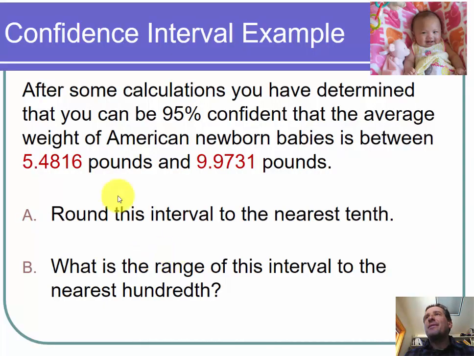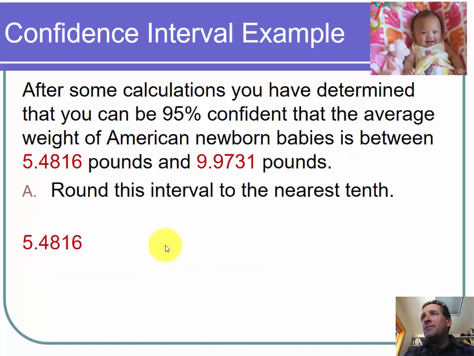So here's the example. After some calculations, you have determined that you can be 95% confident that the average weight of American newborn babies is between 5.4816 pounds and 9.9731 pounds. And I have two questions. The first is, round this interval to the nearest tenth. And the second is, what is the range of this interval to the nearest hundredth? So let's work on the first one.